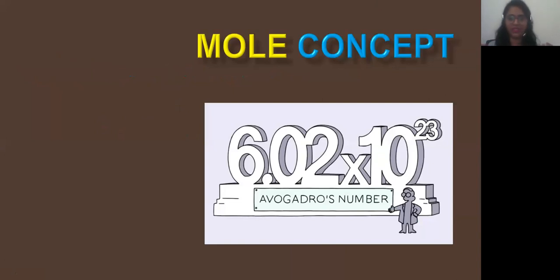There is a beautiful diagram, if you can see, and that diagram shows a number, right? That is 6.02 into 10 raised to the power 23, right? If I'm not wrong, it is same as I pronounced. Okay. And the name is also given, that is Avogadro's number. So what is this number?